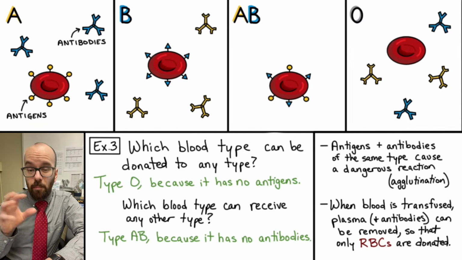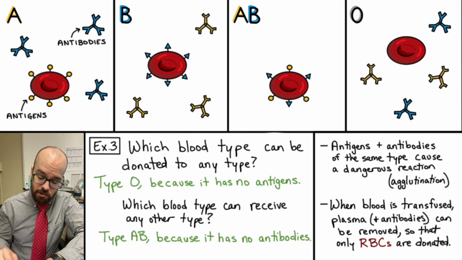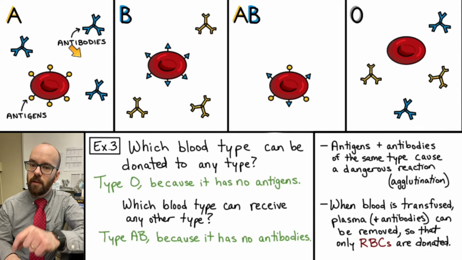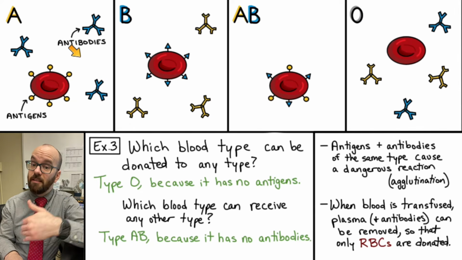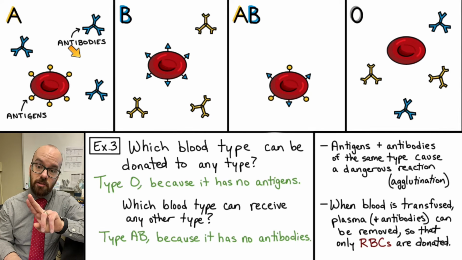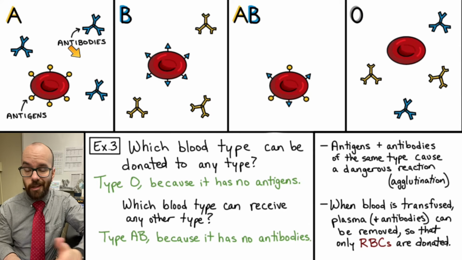So when you're thinking about blood types and compatibility, that's what you have to look for. Start with the person who's receiving the blood, such as somebody with type A. Look at the antibodies that they have, and then make sure that you're giving them a type of blood that doesn't have antigens that match the antibodies. If antibodies and antigens match, then you've got an agglutination reaction, and that's not going to work.